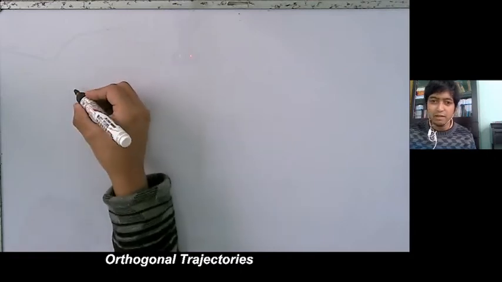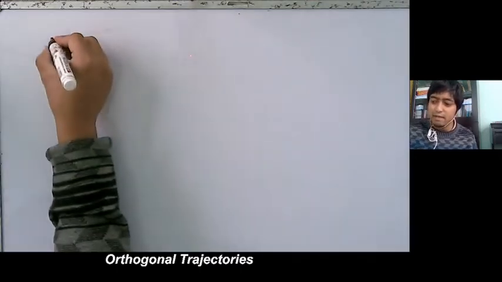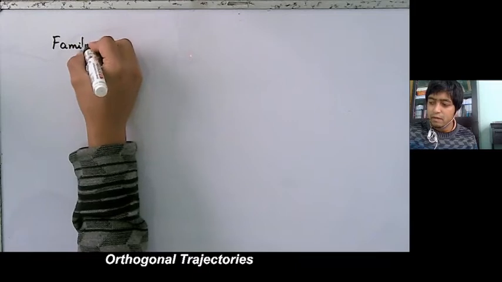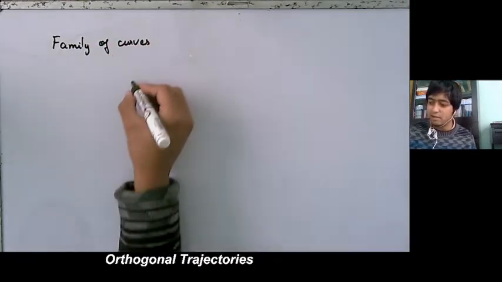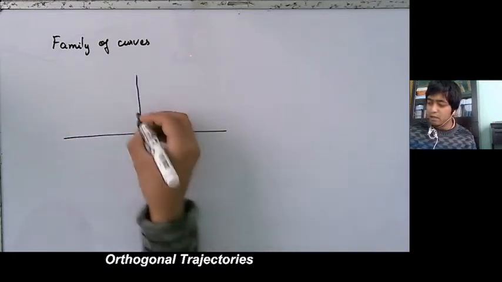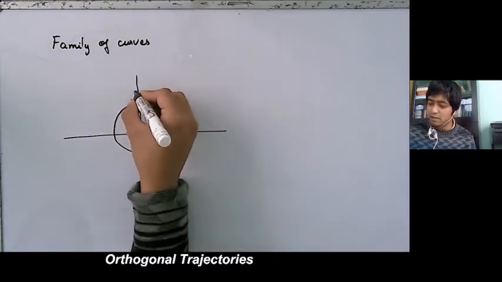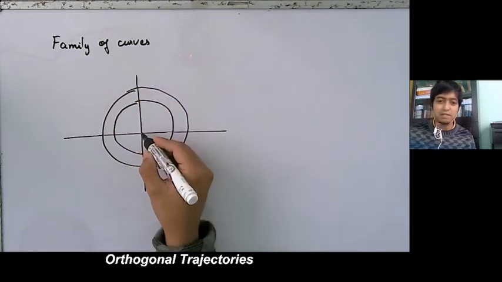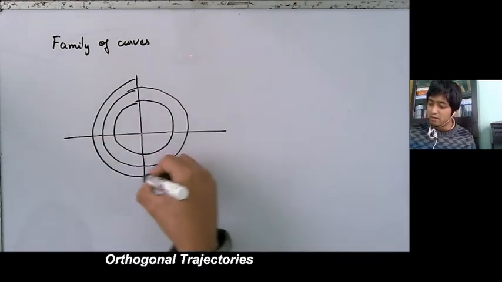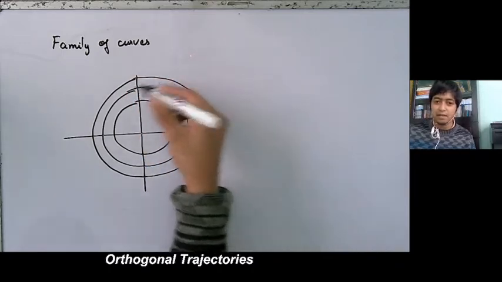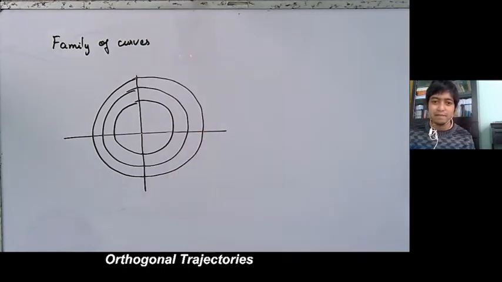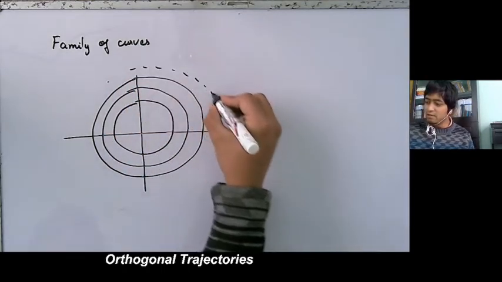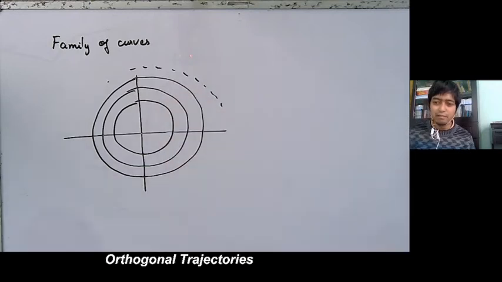Suppose you have a family of curves. When I say a family, it means that there are many curves. For example, let us take an easy example. Suppose these are the curves: circles where the origin is the center. You are having so many circles, that is, it is a family of curves or family of circles in this case. It continues forever, and we are having this family of circles.